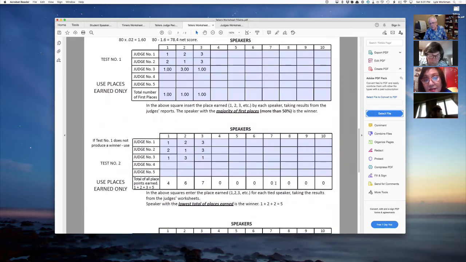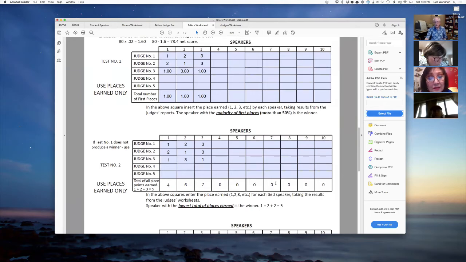Are you saying that the judges are rethinking? No. The judges are done. We're only computing now based on the scores involved. The judges are finished. The timers are done. The only people working now are the tellers.